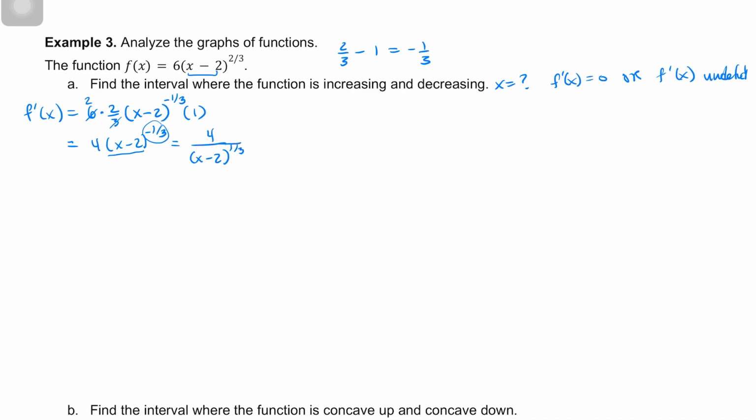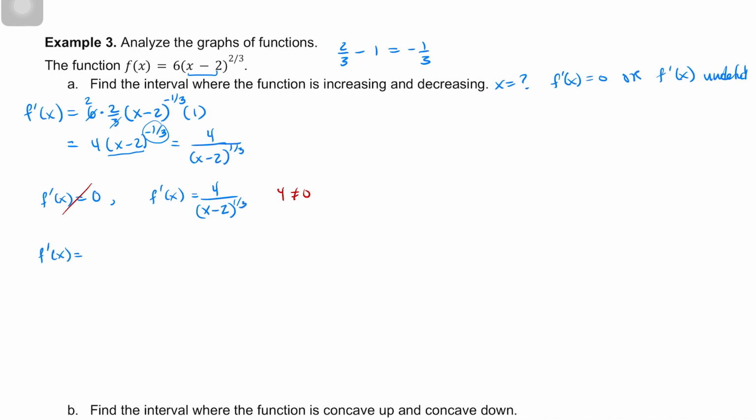So let's figure out whether this can equal 0. Well, the only way this can equal 0 is whenever the numerator is equal to 0. But that's not possible. 4 cannot equal 0. So that means that this cannot happen.